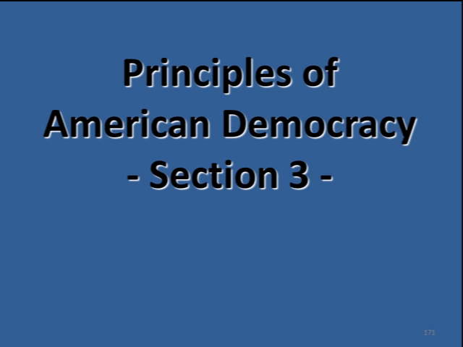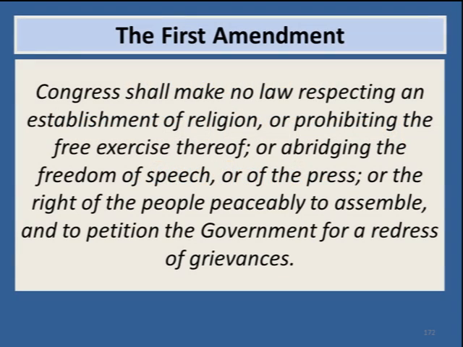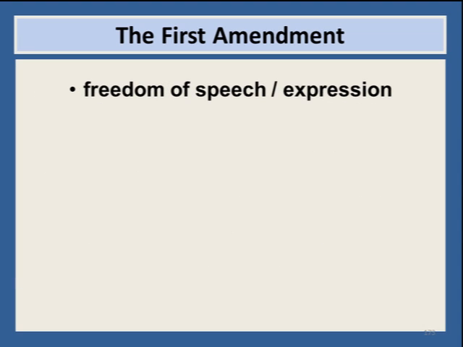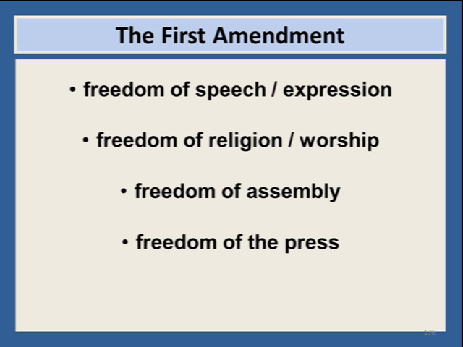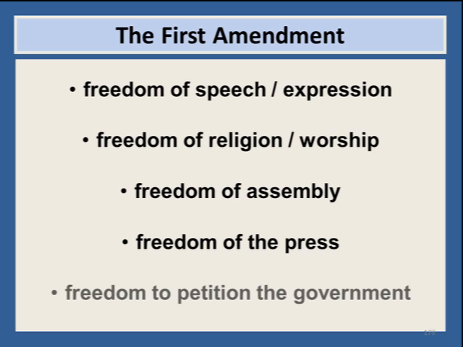Principles of American Democracy, Section 3. We will now begin the third section of Lesson 2. The First Amendment to the Constitution guarantees 5 freedoms. These freedoms are freedom of speech, also referred to as freedom of expression, freedom of religion, also referred to as freedom of worship, freedom of assembly, freedom of the press, and freedom to petition the government.